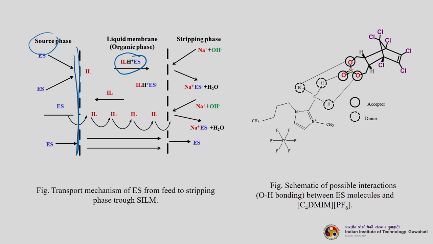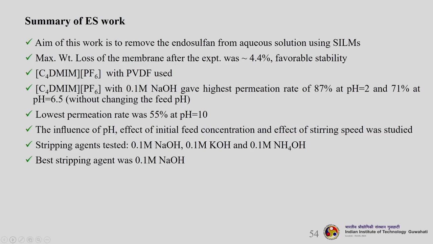This is an intermediate complex, and the intermediate complex is not stable. So, it moves in this direction by virtue of the concentration difference, and comes to the interface of the receiving phase and the membrane phase. There, by virtue of the concentration difference, it breaks and releases the endosulfan. The endosulfan binds to the sodium hydroxide present there and gives you Na plus ES minus, so it becomes a salt. Since the molecular weight of this component is much higher, there will be no back diffusion. So, back diffusion is discarded. I hope you understand how we have carried out the experiment.